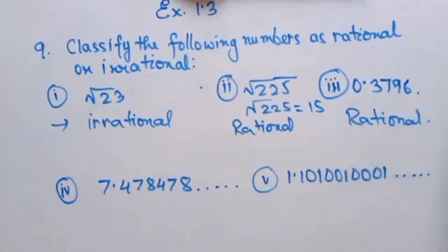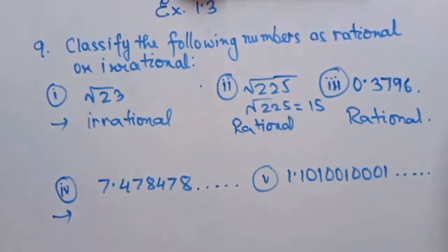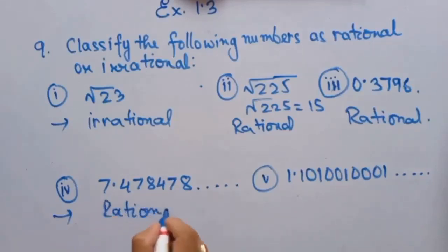And moving on to the next number, Roman number 4, 7.478478... Here you can observe that the number 478 is repeated again and again. So this type of decimal expansion is non-terminating repeating decimal. So for a rational number, the decimal expansions are either terminating or non-terminating repeating decimal. So Roman number 4 will be a rational number.